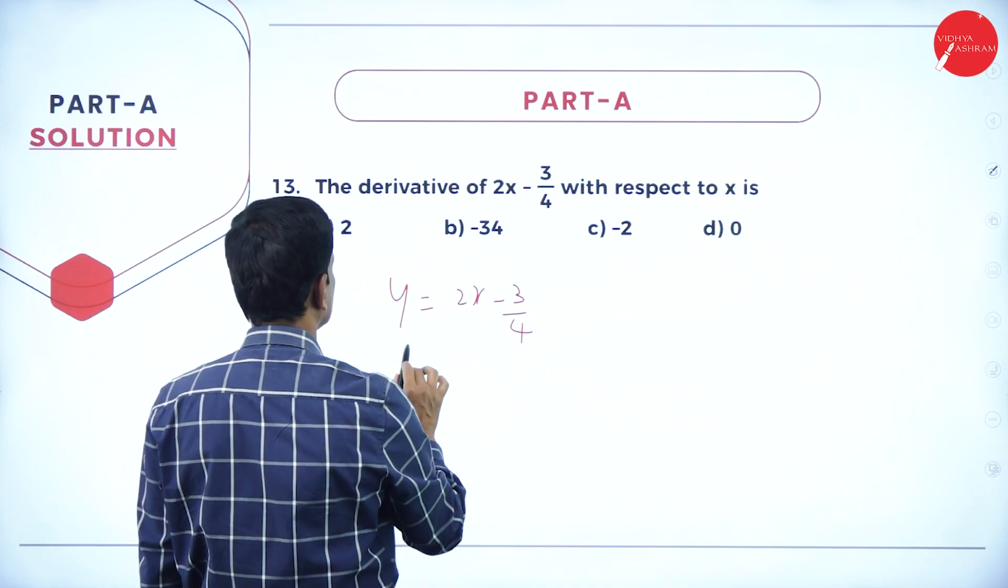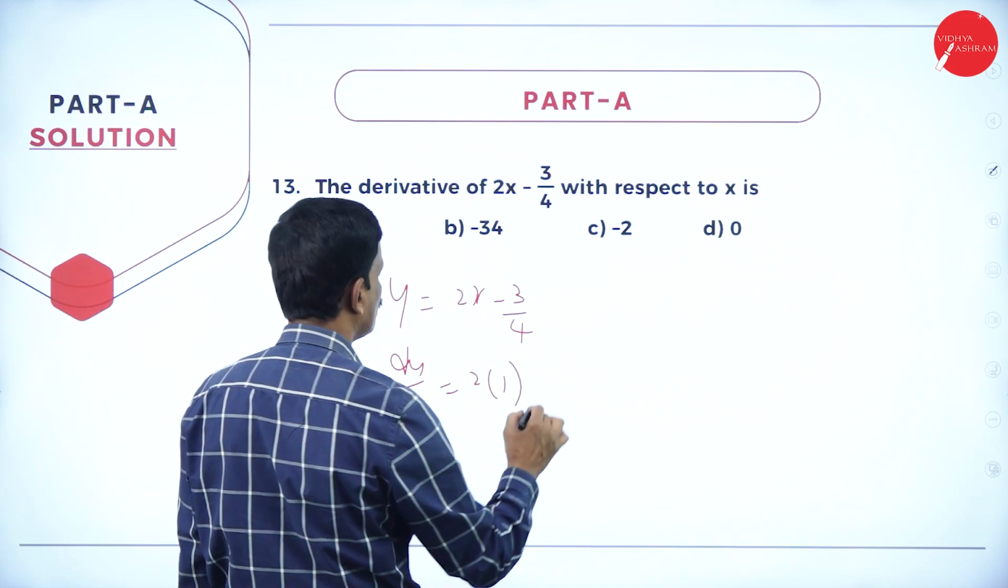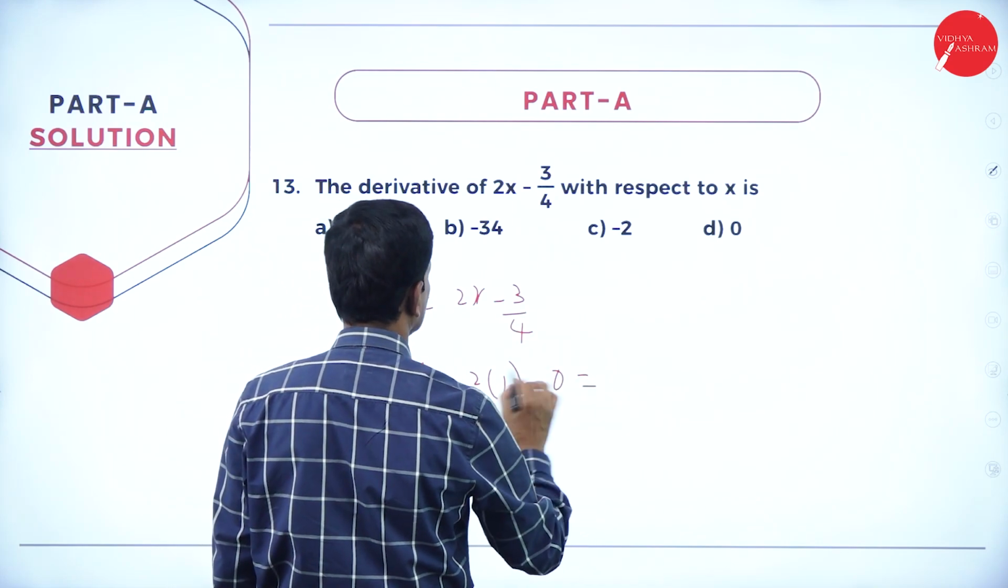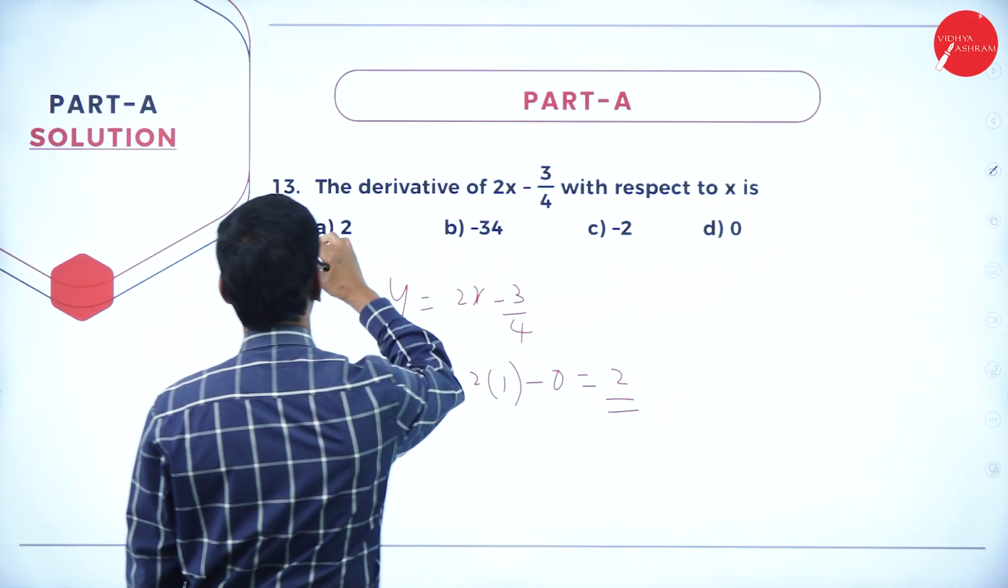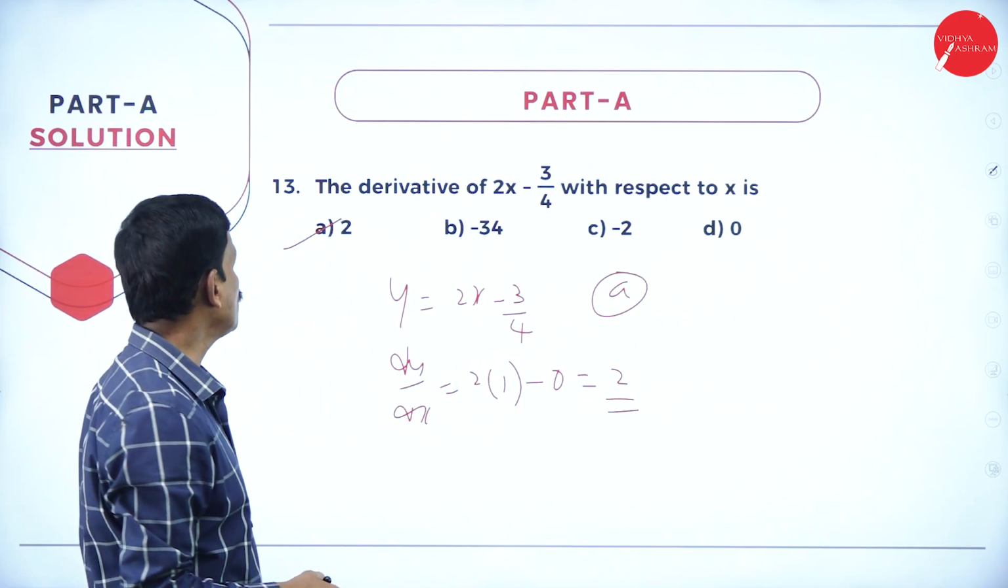The derivative of this with respect to x is dy by dx is equal to 2 into the differentiation of x, which is 1, minus 3 by 4, which is a constant. So 2 into 1 is equal to 2. The option is A. A is the correct answer. Now, move on to the next one.